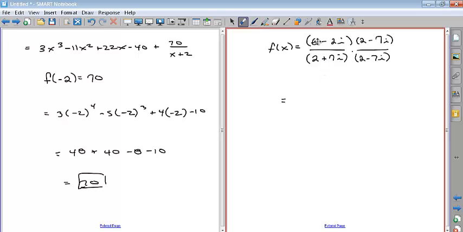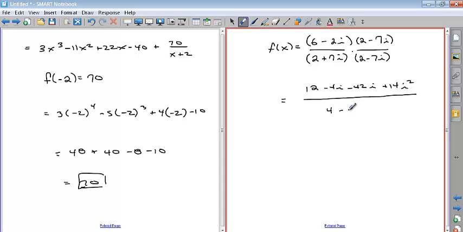And then you use FOIL. So in the top, you'll get 6 times 2, which is 12. You'll get negative 4i. Negative 2i times 2 is negative 4i. Then you'll get the outer, which is negative 7 times 6, which is negative 42i. And then the last one will be positive 14i squared, because you have negative 2 times negative 7i. And in the denominator, you get 4. 2 times 2 is 4. The middle, the inner and outer cancel out.